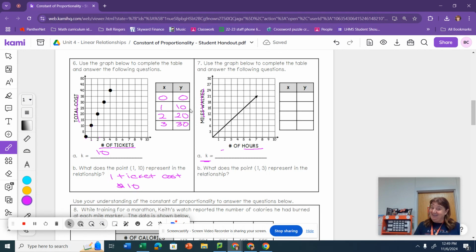Okay, did you get 3? I hope so, because that's the answer. What does the point (1, 3) represent? Well, that represents 1 hour walked, and you've gone 3 miles. I don't know if I can do 3 miles in 1 hour. I'm kind of slow. Okay, let's move on.